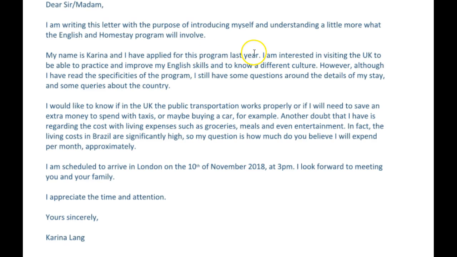Let's try it again. My name is Karina and I applied for this program last year. I'm interested in visiting the UK to be able to practice and improve my English skills and to know a different culture. However, although I have read the specificities, I can't even say that word, of the program, I still have some questions around the details of my stay and some queries about the country. Fine, lovely. I would like to know if in the UK the public transportation works properly, or if I will need to save extra money, not an extra money because money is uncountable, so no an. Or maybe, if I will need to save extra money to spend on taxis, or maybe buy a car. Okay, so need to save or buy.